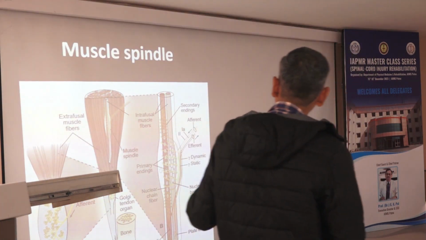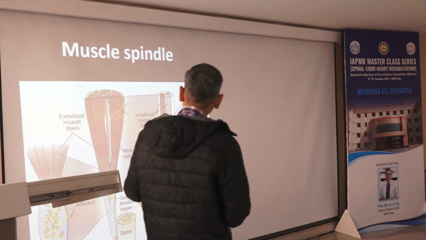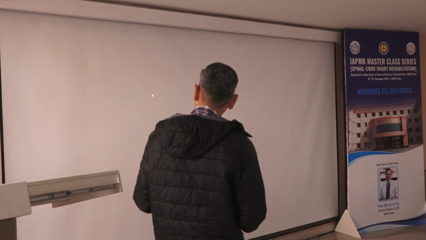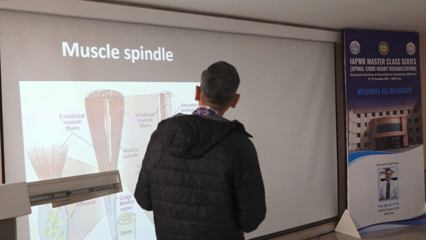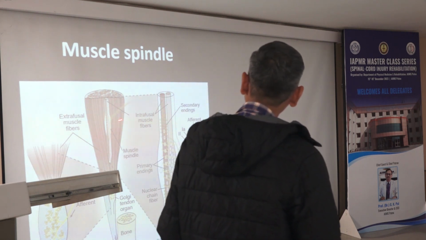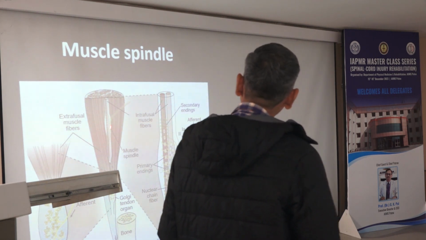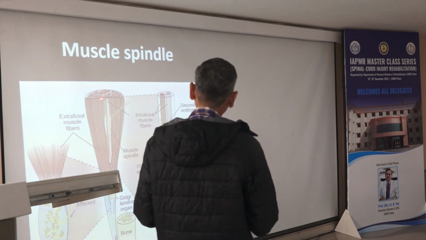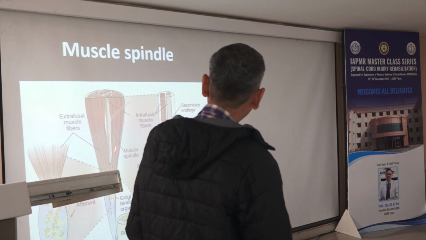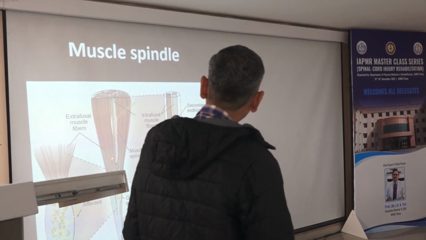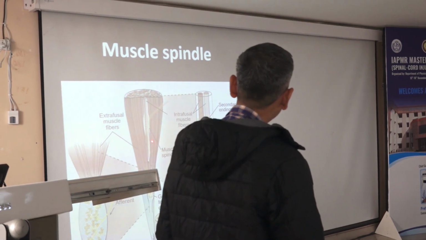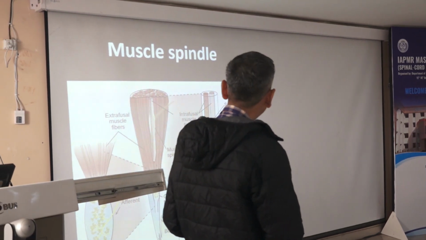As you all know, there are extrafusal fibers and intrafusal fibers. Okay, there are extrafusal muscle fibers and intrafusal muscle fibers. These intrafusal muscle fibers are actually a sensory part. They are assessing the muscle length, fiber length. So when this is stretched, the afferents 1A and 2 fibers will be activated, and they will send signals to the spinal column.